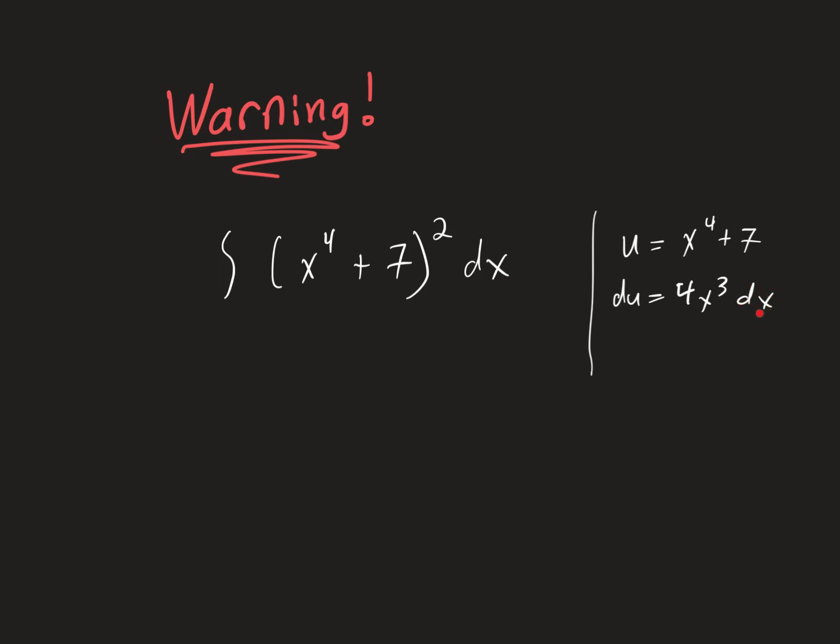So my natural strategy would be to solve this for dx. I'm going to divide both sides here by 4x cubed. So now I see dx is equal to du over 4x cubed. And then now I'm going to reverse substitute things in. So this becomes the indefinite integral of u squared times, let's see, this would be du over 4x cubed.